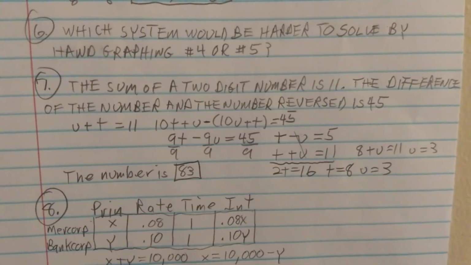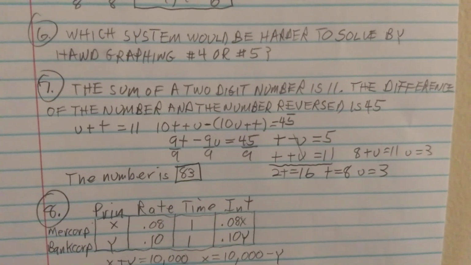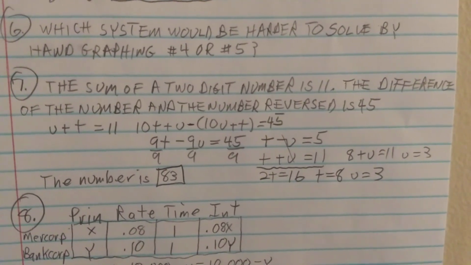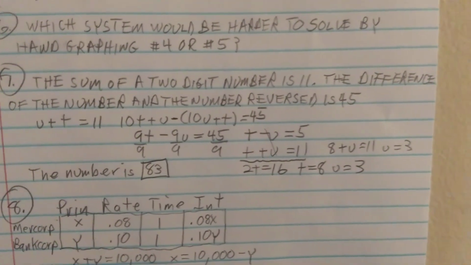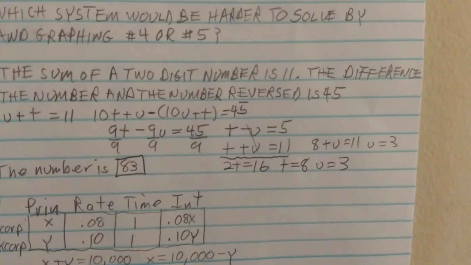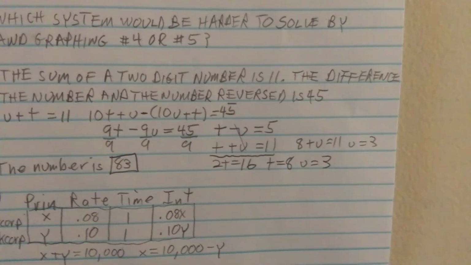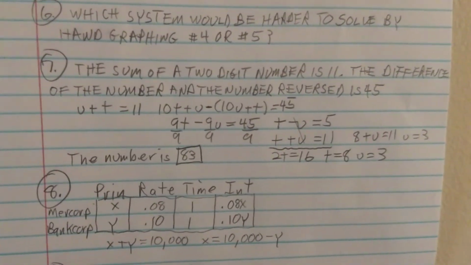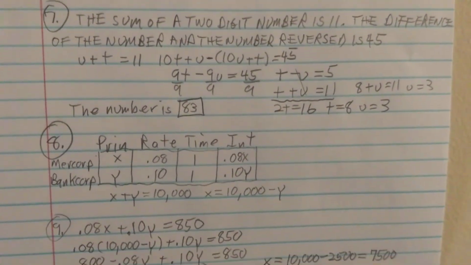Then adding that to t plus u equals 11, the u's cancel and I get 2t equals 16, or t equals 8. Plugging back into t plus u equals 11, 8 plus u equals 11, or u equals 3. So my number is 83.